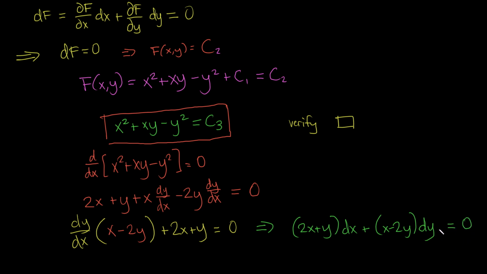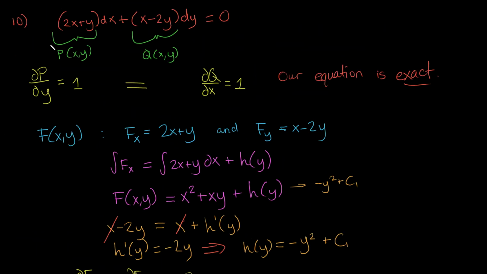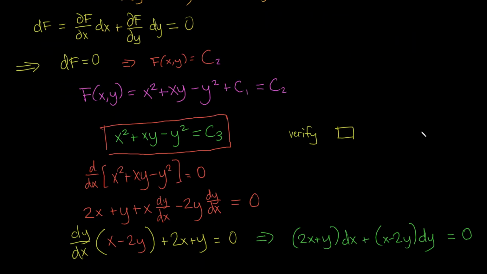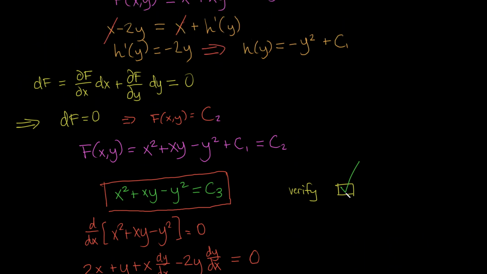This is the result. Again, this is just the first series of videos we did. We're just verifying, is this the initial differential equation? 2x plus y dx plus x minus 2y dy. We look up 2x plus y dx plus x minus 2y dy equals 0. This is indeed the differential equation that we began with, so we can give ourselves a nice check mark in the verification box. This is the solution, and now you know how to solve exact differential equations.